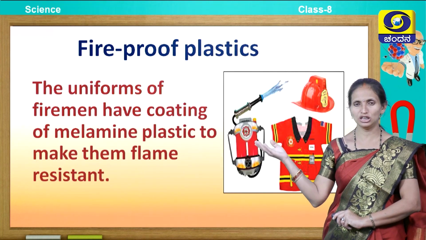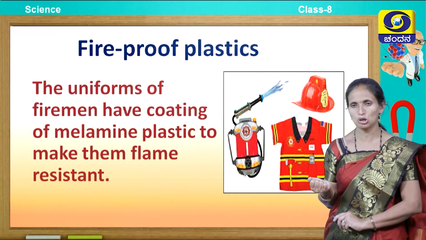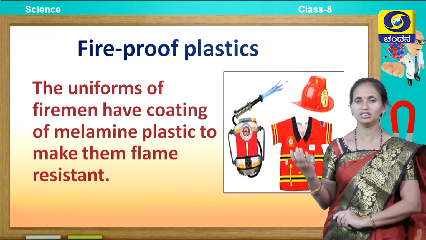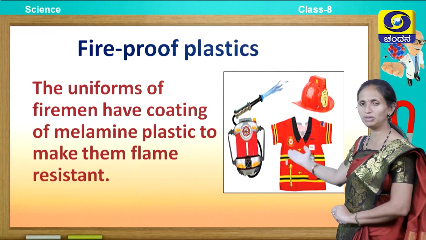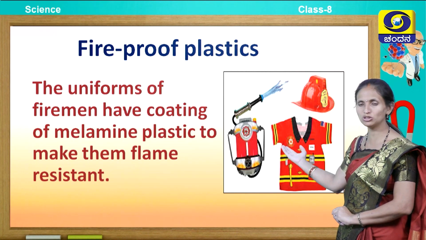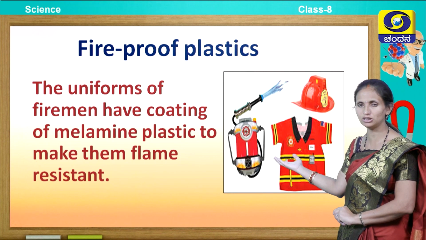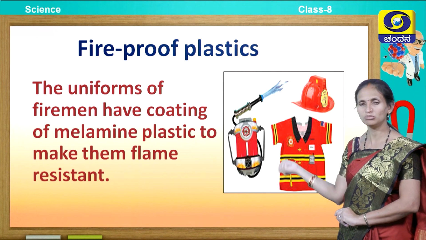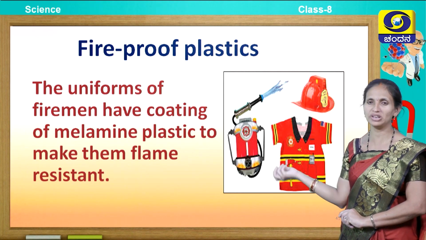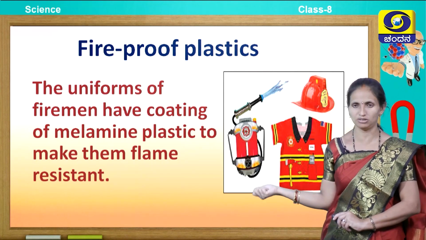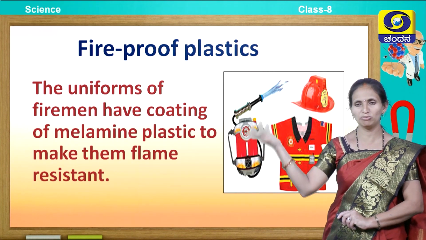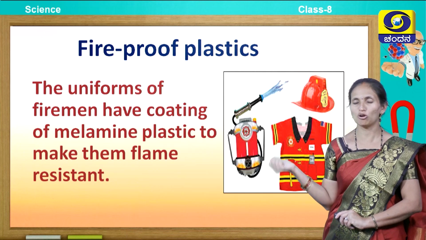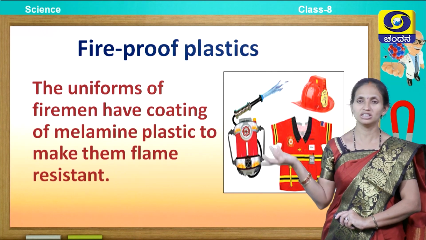Then plastics, the other uses, it is used in fireproof plastics. Special types of plastics are made, so they are fire resistant. Especially the uniforms of firemen. You can look in the picture, the firemen, the fire brigade which comes to your home during a fire accident, the person wears a uniform which has a coating of melamine plastics. What does this melamine plastic make them? Flame resistant. So, they resist the fire. Because of this property, fireproof plastics are used for making uniforms for firemen, and these plastics are also used in microwave ovens because they resist the temperature.